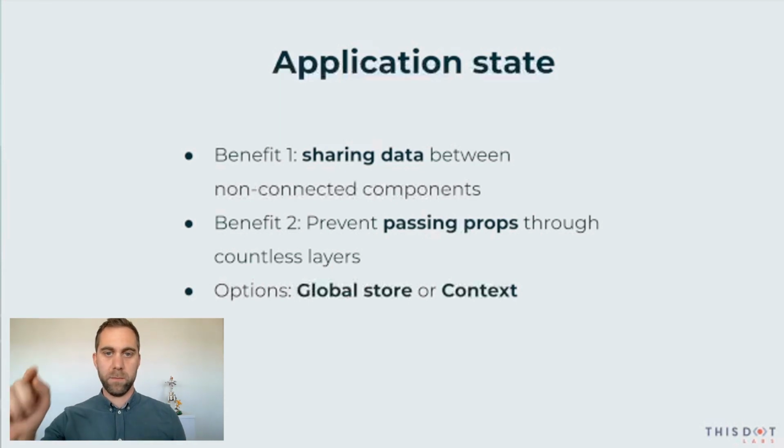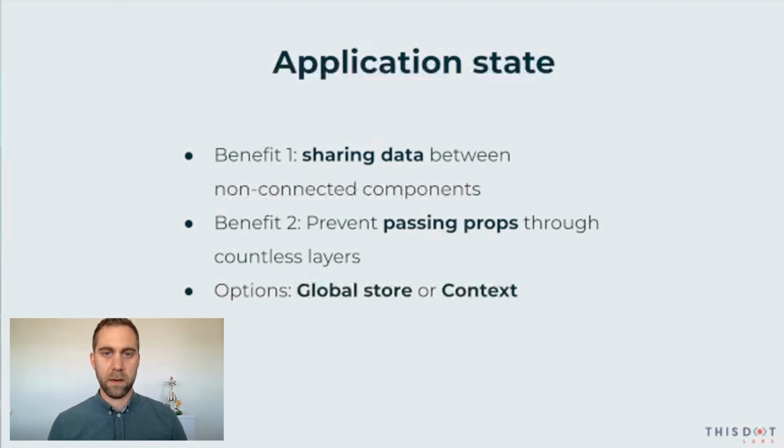We've talked about parents being able to pass props to their children and children being able to fire events back up to their parents. So we have that connection, but we don't know how to do communication between siblings themselves yet. So that's why we're going to talk about application state.